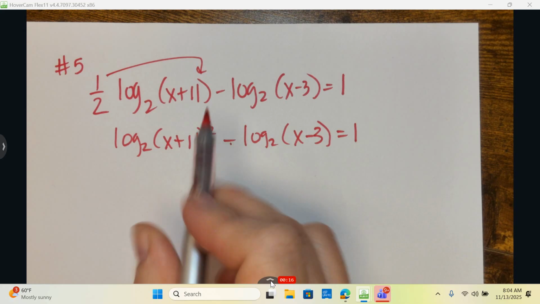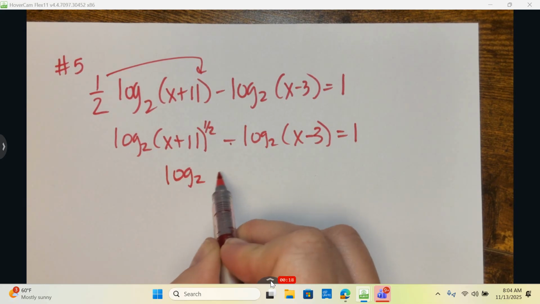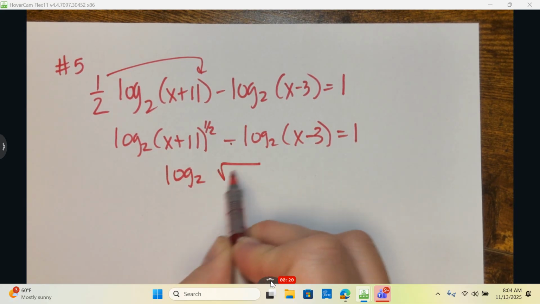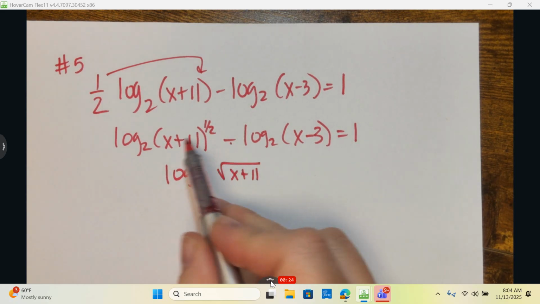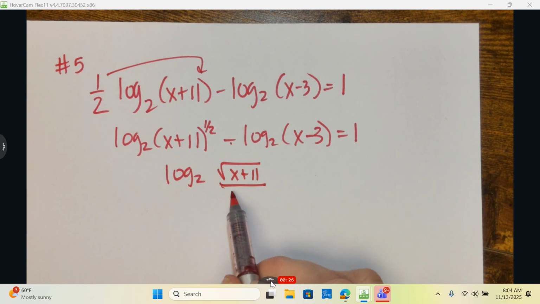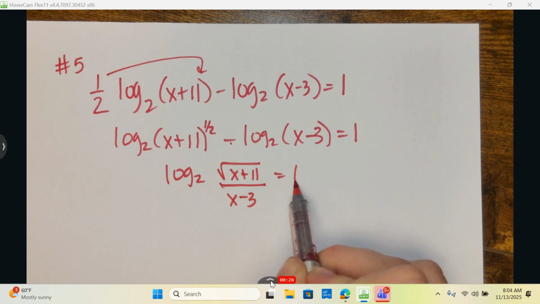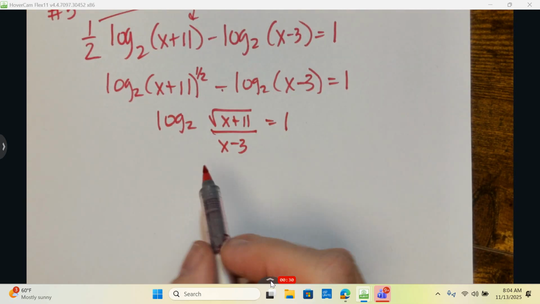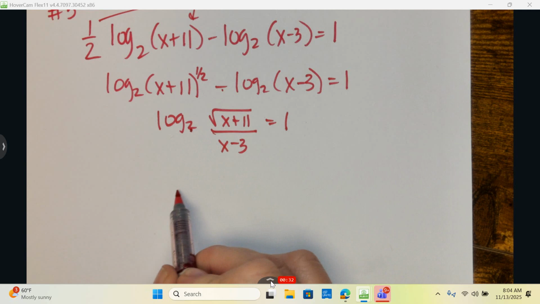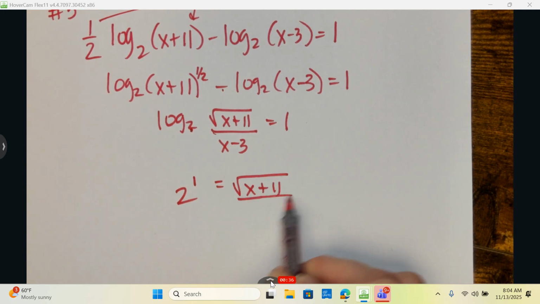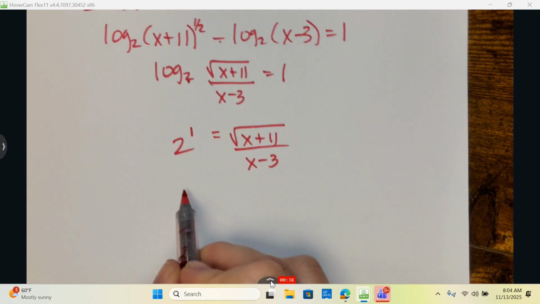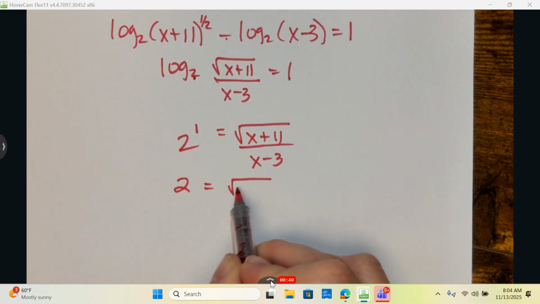When I condense this, subtraction turns into division. Log base 2. On top, I have the square root of x plus 11, or I could have written it still in a rational exponent form like you see here, divided by x minus 3 equals 1. Now I'm going to go ahead and write this in exponential form. 2, the base, raised to the number on the opposite side, equals the square root of x plus 11 over x minus 3. So I have 2 equals this quantity.